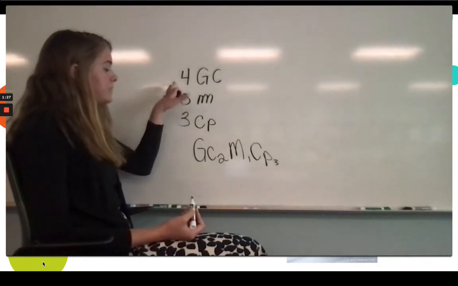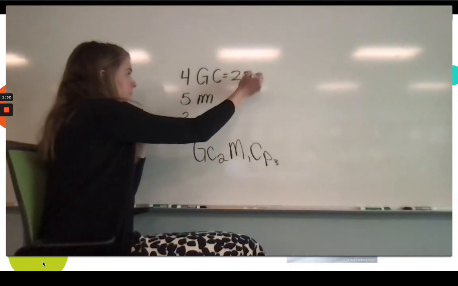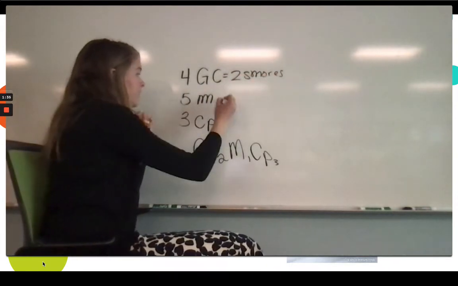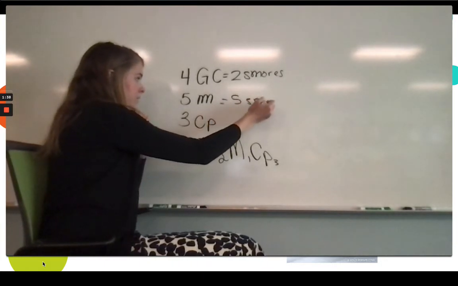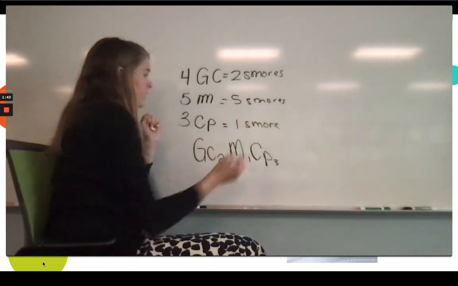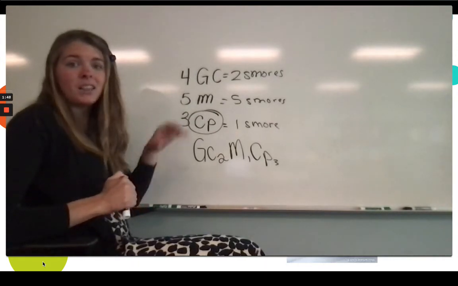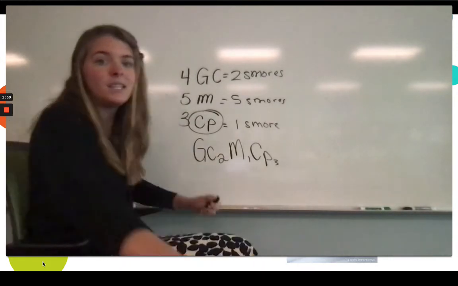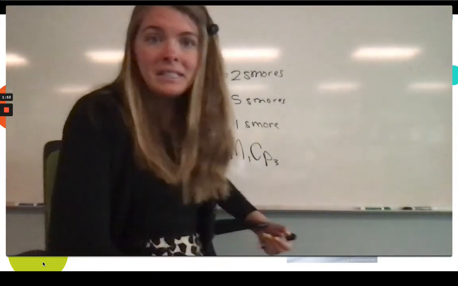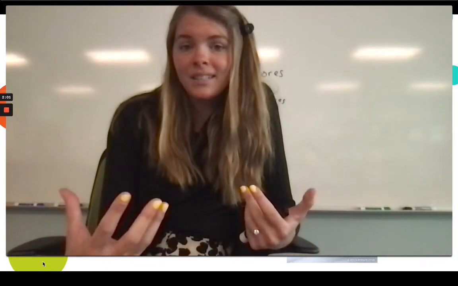So if we had these materials, we have enough graham crackers to make a total of 2 s'mores. We have enough marshmallows to make a total of 5 s'mores. But we only have enough chocolate pieces to make 1 s'more. So the chocolate pieces would be our limiting reactant because they're limiting the amount of s'mores we can make. The limiting reactant isn't always what we have the least amount of. It's also determined by how much of it is required to make something happen. But the limiting reactant is what's limiting things from happening.